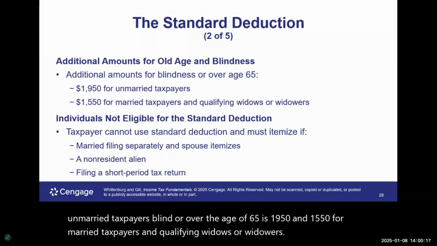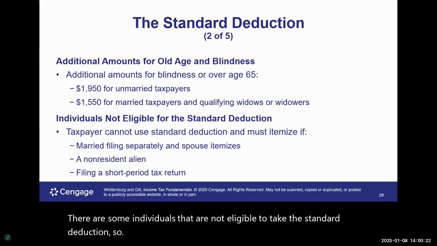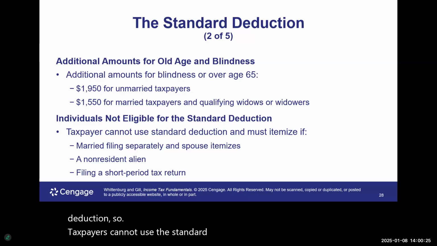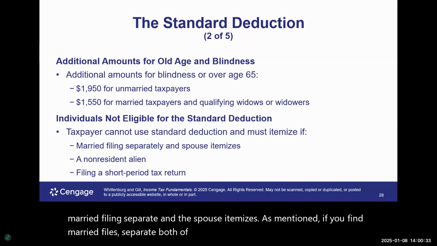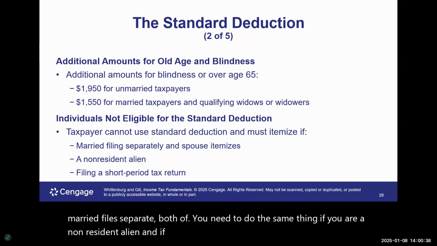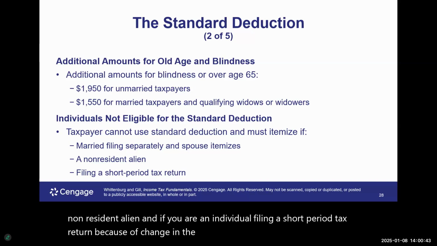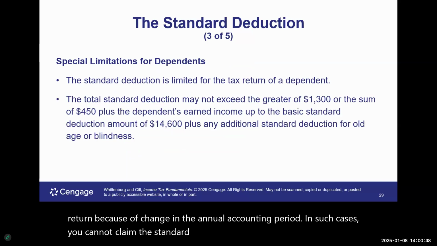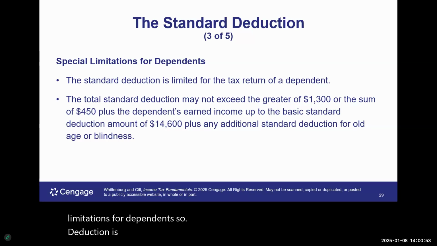There are some individuals that are not eligible to take the standard deduction. Taxpayers cannot use the standard deduction and must itemize if they are married filing separate and the spouse itemizes. As mentioned, if you file married filing separate, both of you need to do the same thing. If you are a non-resident alien, or if you are an individual filing a short period tax return because of a change in the annual accounting period, in such cases, you cannot claim the standard deduction. And there are some special limitations for dependents. So the standard deduction is limited for the tax return of a dependent.